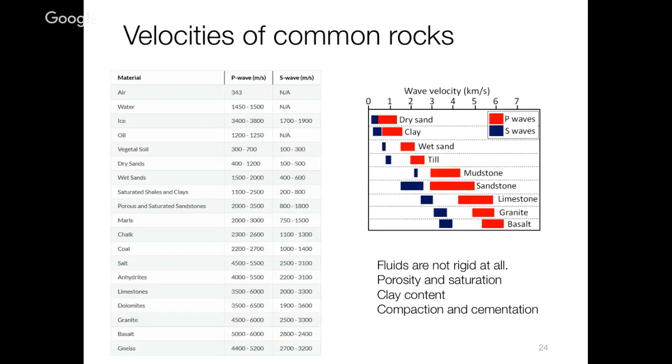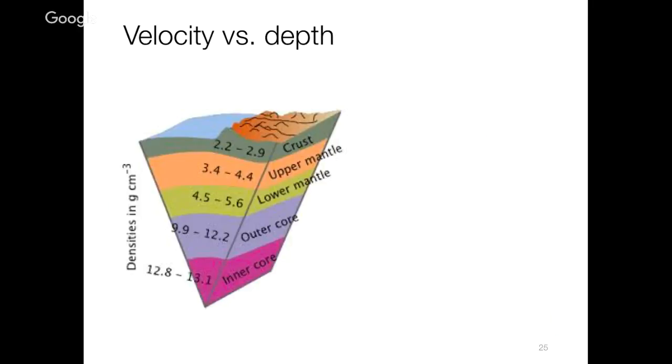But there are certain things that happen. Certainly fluids have no shear modulus attached to them, and the velocities of all of these different elements are going to depend upon the porosity, the clay content, and saturation. As a function of depth, velocity generally increases. So if we go into the upper crust, we've got a couple of kilometers per second.